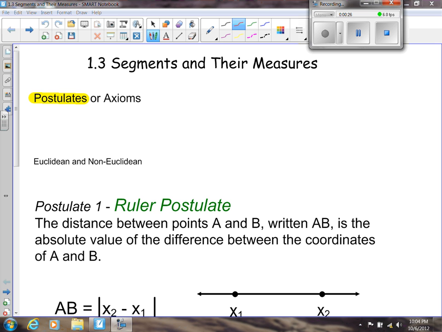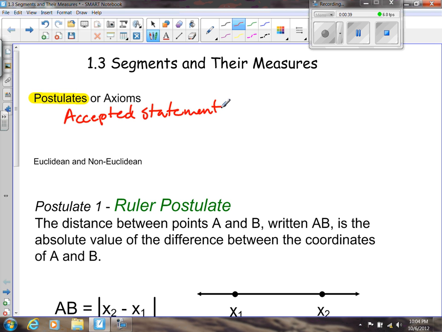So, well, what a postulate is basically is an accepted statement. An axiom is just another word for postulate. They're the same thing, just different books use different words. So our book used postulates, and whenever you read a postulate, there's no real proof of it. It's just accepted.